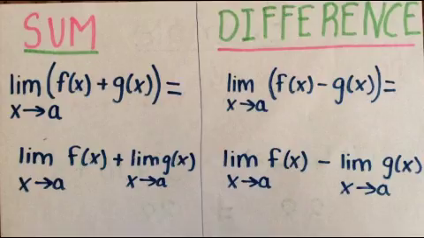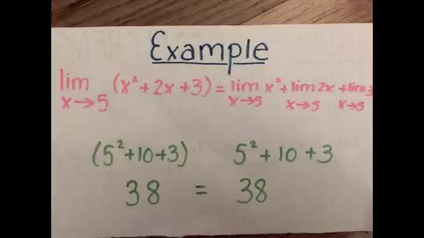The next two rules go hand in hand, the sum and difference rules. Basically, if you have the limit of the sum of two functions or the limit of the difference of two functions, you can separate the functions and take the limits of each, then either add or subtract those. For example, if you had the limit as x approaches 5 of x squared plus 2x plus 3, you can split it into the limit as x approaches 5 of x squared plus the limit as x approaches 5 of 2x plus the limit as x approaches 5 of 3. The answer to this, 25 plus 10 plus 3, which is 38, is the answer to the problem. The same holds true for the difference rule, except you would be subtracting the individual limits.